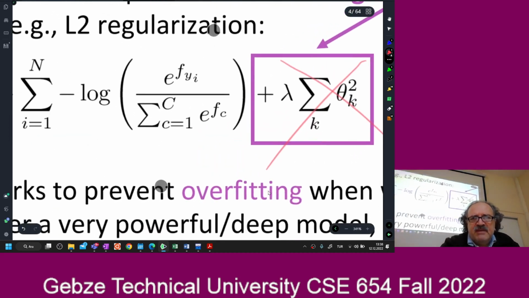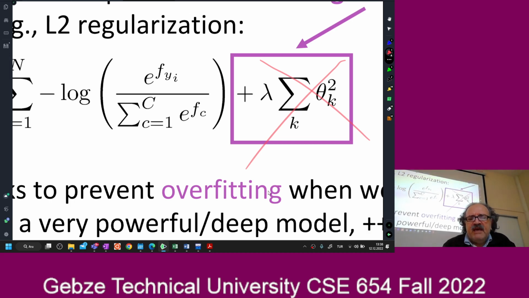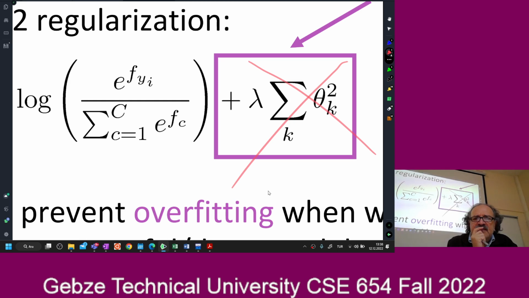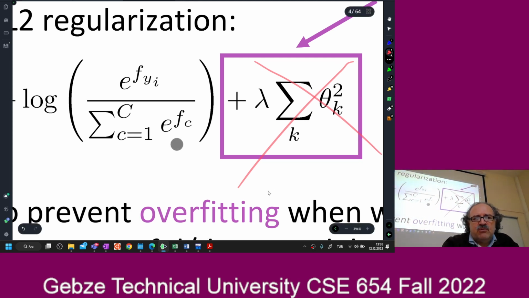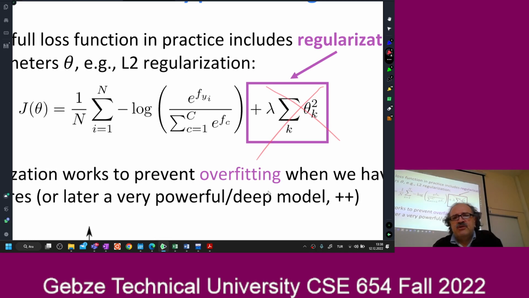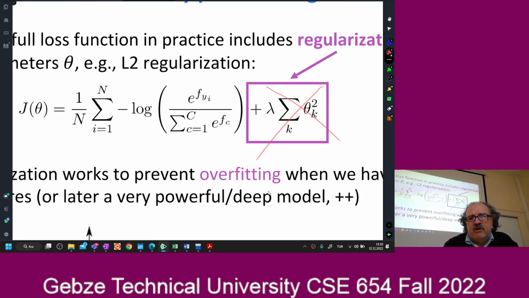And if you remember this, e to the power f_yi over the sum over all the classes of e to the power f_c. So this is e to the power something. f_yi is the score for class number i, okay? And if I take e to the power that number, that's going to be a positive number, greater than 0 up to infinity. These are all the scores for all the classes for the given input. And if I add them up, this division should be between 0 and 1.